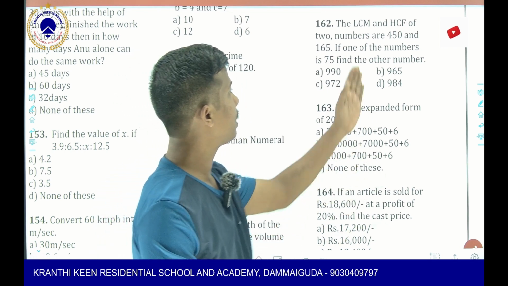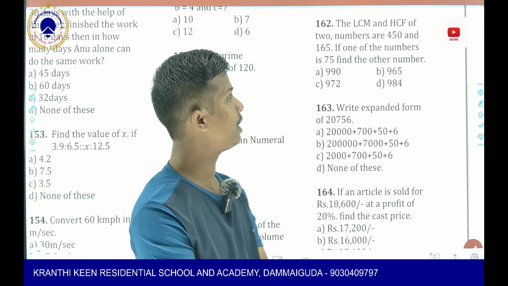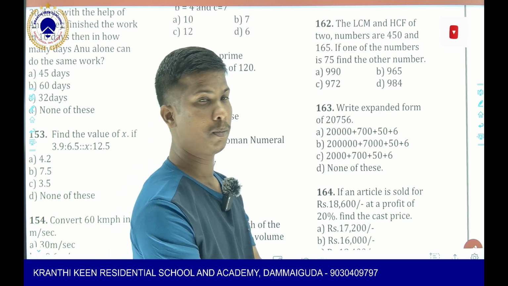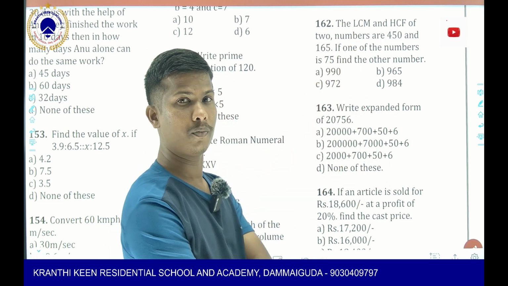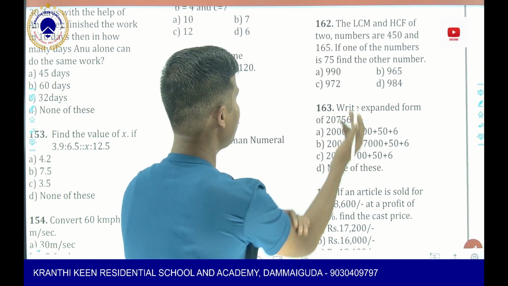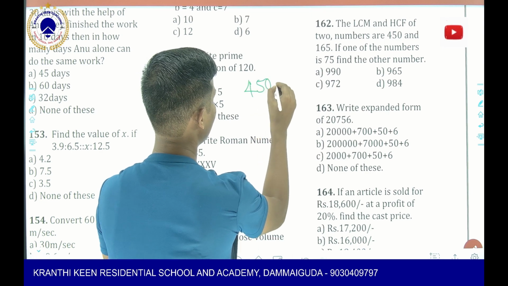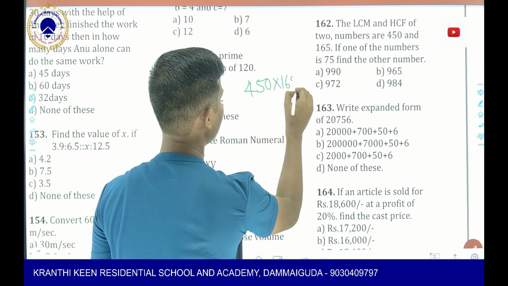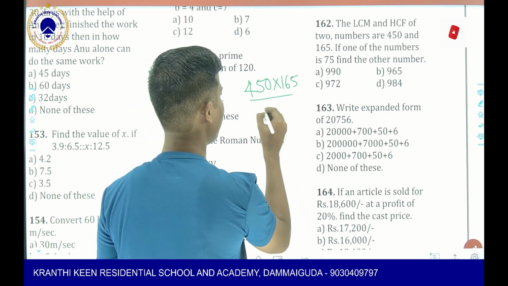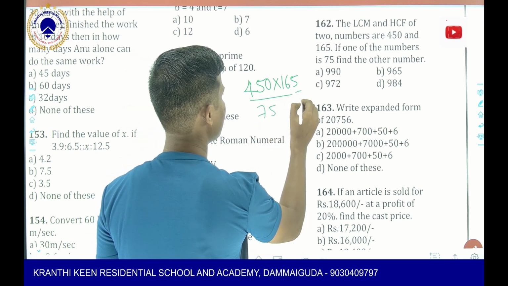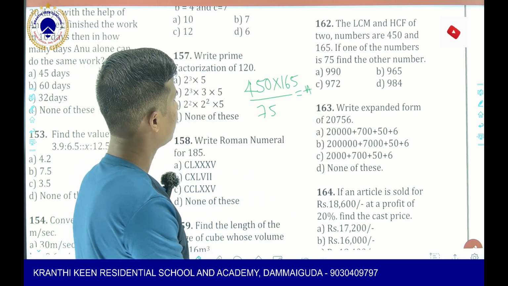That means to get the LCM and HCF, there should be two numbers. Here he has given one number. He is asking to find the other number. What is the principle you know? LCM into HCF is equal to the product of the numbers. That means 450 into 165 is equal to 75 into x. Transposing 75 to this side, we get 450 into 165 divided by 75 is equal to x.